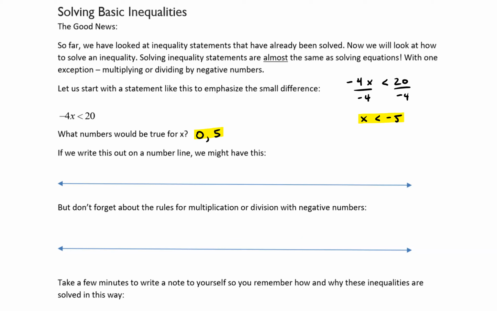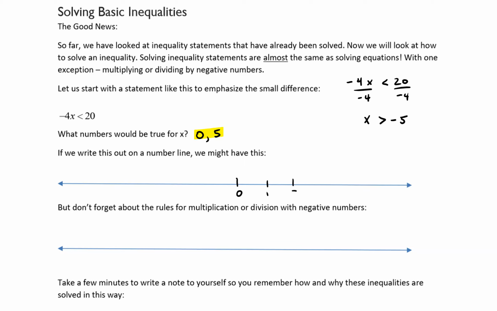So it turns out that when we are solving an inequality statement and dealing with negative numbers, if we ever divide or multiply by a negative number, we actually have to flip the direction of the inequality symbol. So that is the only difference. So I would have x is greater than negative 5.